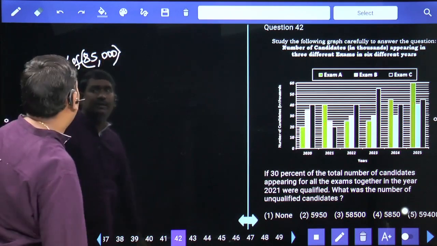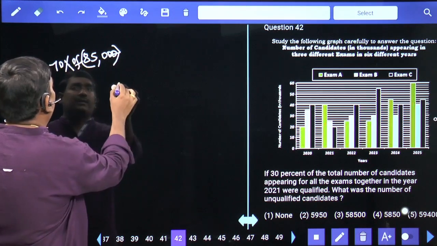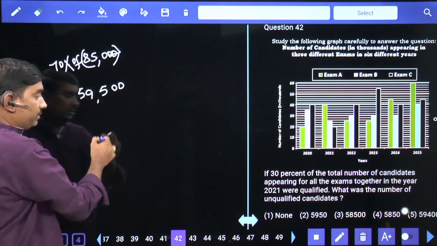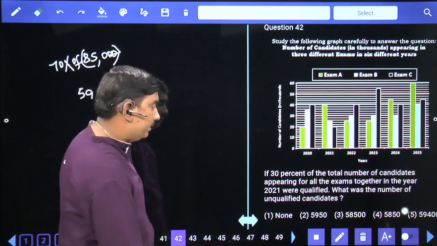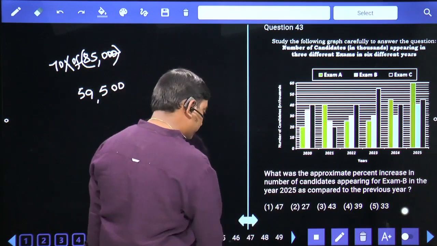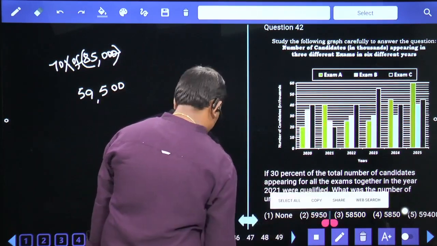70% of 85,000. 2 zeros will get cancelled. 7 5s are 35, 3 5, 56 plus 3, 59,500. 59,500. Actually, this value should be the second option, 59,500. Next, see.